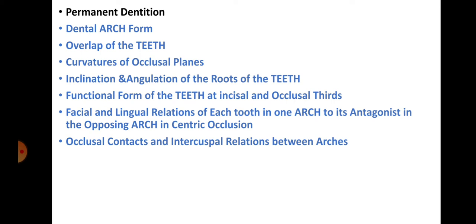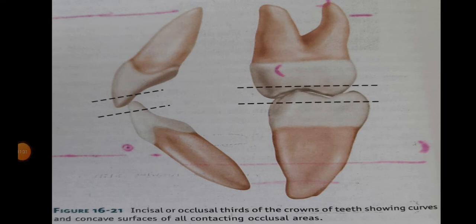You can see in figure 16.21. This is the figure 16.21 showing the incisal or occlusal thirds of the crowns of the teeth, showing the curves and concave surfaces of all contacting occlusal areas. The posterior lingual surfaces of maxillary incisors present some concave surfaces where convex portions of the incisor ridges of mandibular incisors come into occlusal contact. The posterior teeth show depressions in the depth of sulci and developmental grooves.